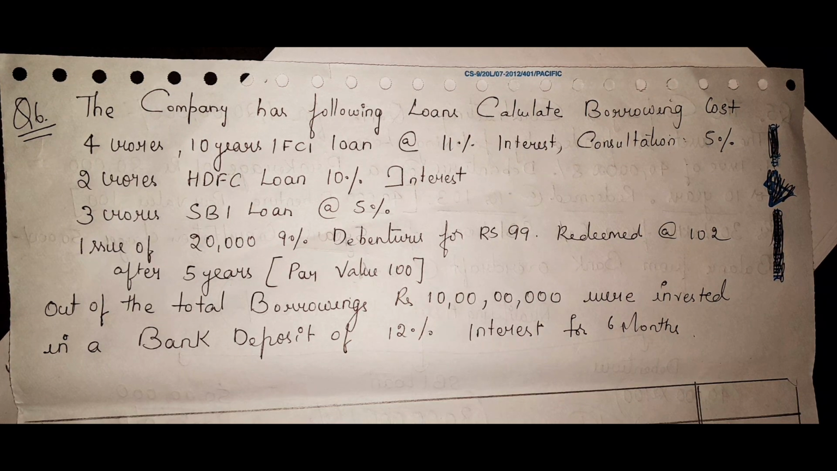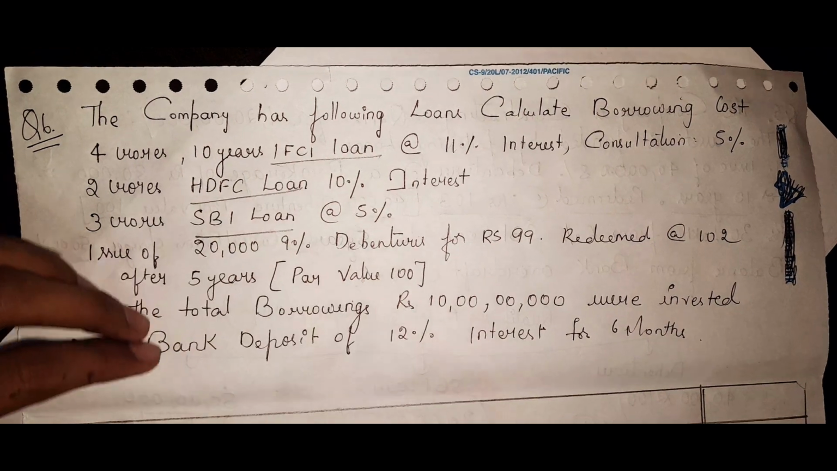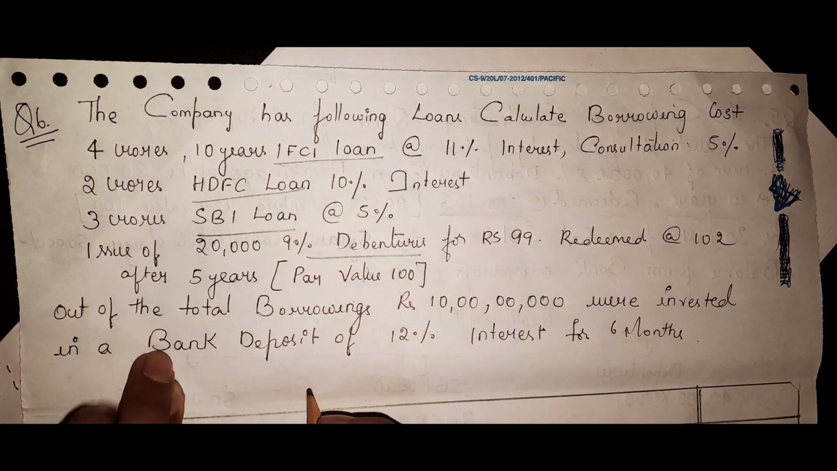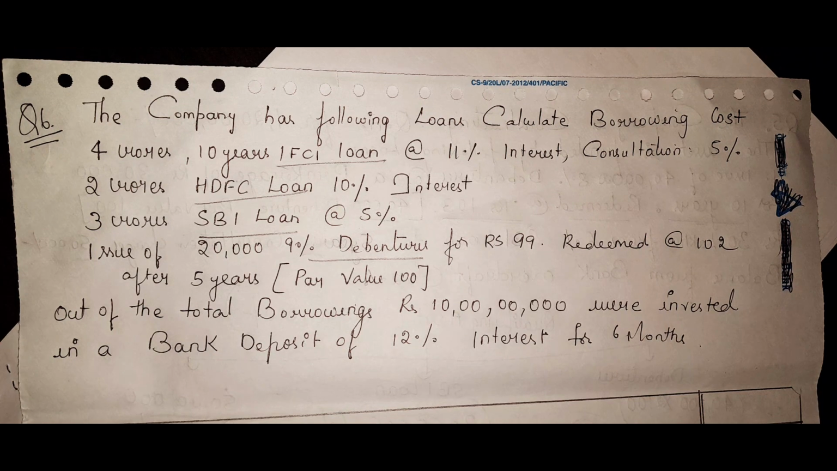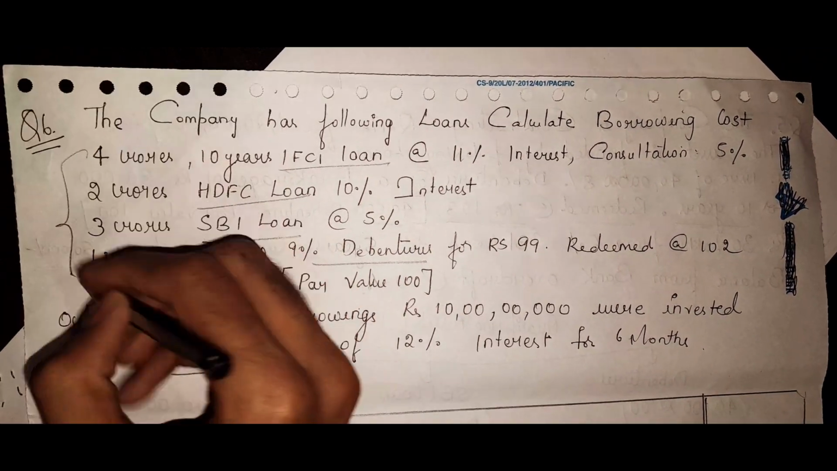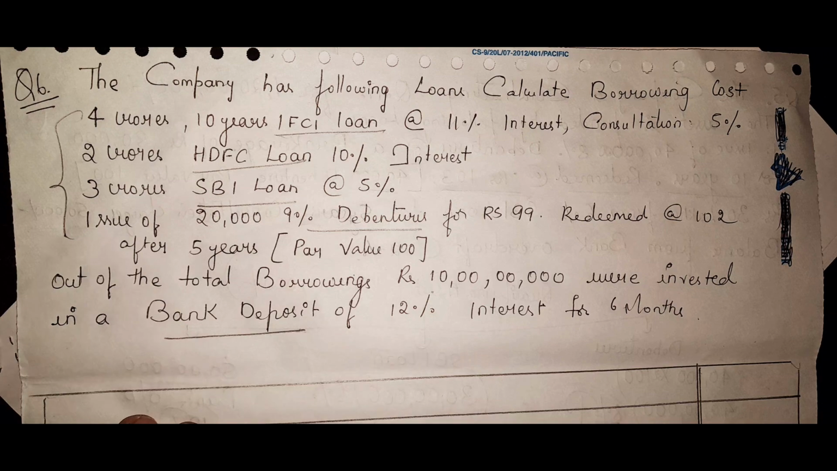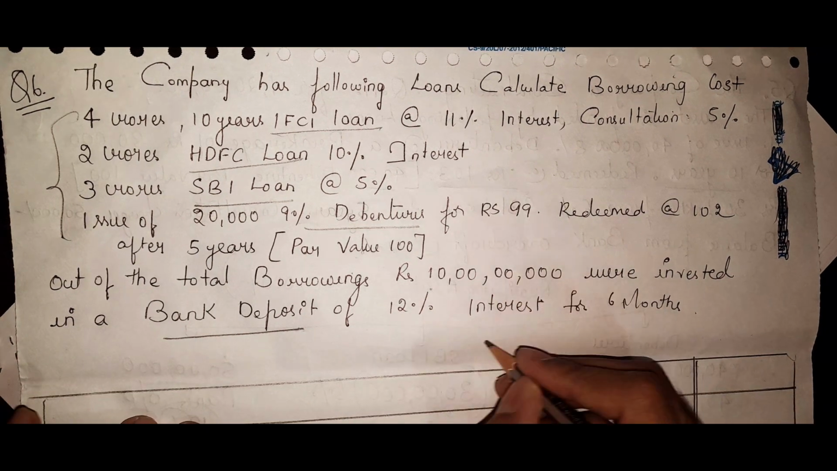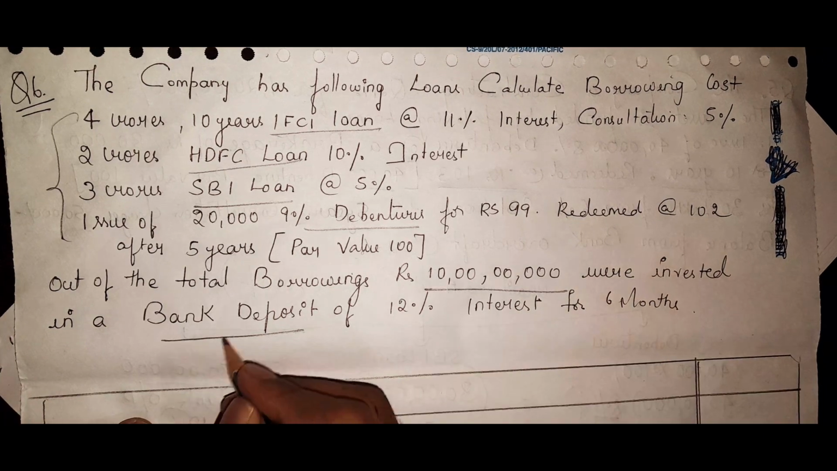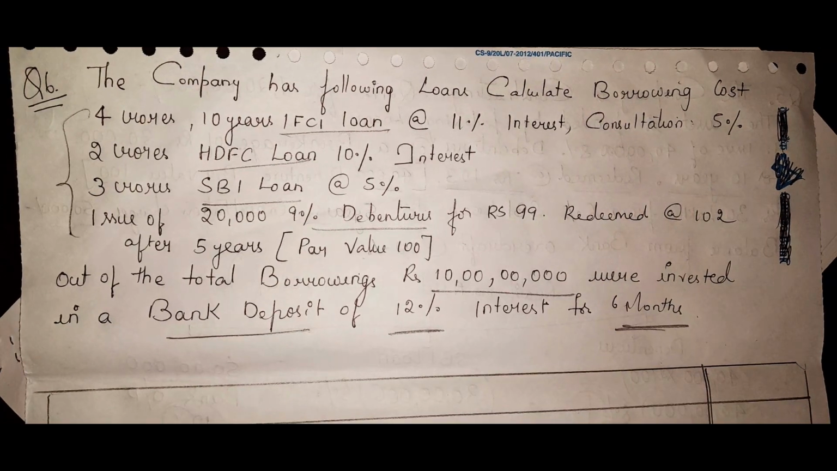In this particular video, we'll solve one more problem related to the borrowing cost. They have given 4 different sources of loans: IFCI Bank, HDFC Bank, SBI Bank, and then we have debentures. And they have even given something called a bank deposit also. Out of the total borrowing, they have invested 10 crores in a bank deposit, and they will get 12% interest for 6 months. This is the additional information they have given.